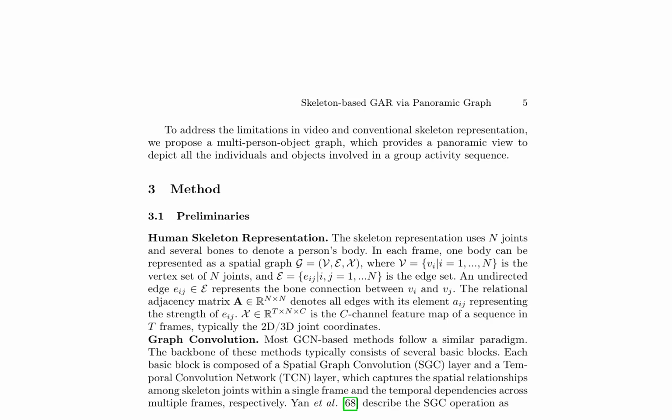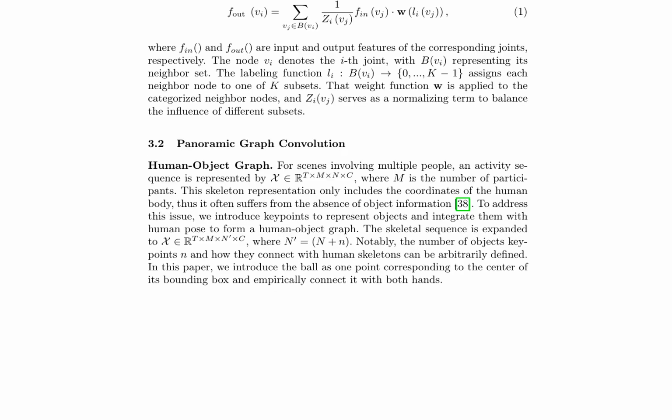coordinates. The authors review the Graph Convolutional Network, GCN, paradigm, which typically consists of basic blocks composed of spatial graph convolution, SGC, and temporal convolution network, TCN, layers. These layers capture spatial relationships among skeleton joints within a single frame and temporal dependencies across multiple frames, respectively.